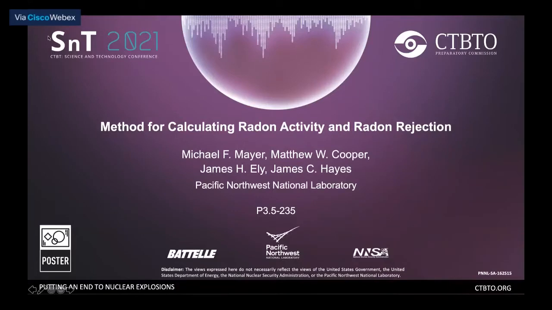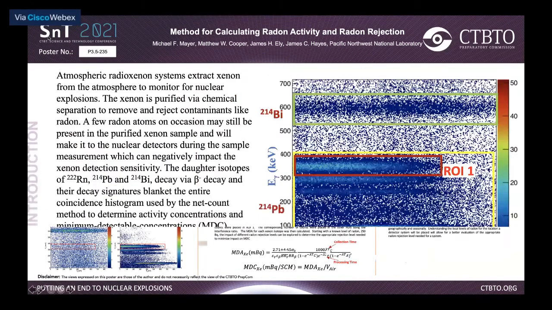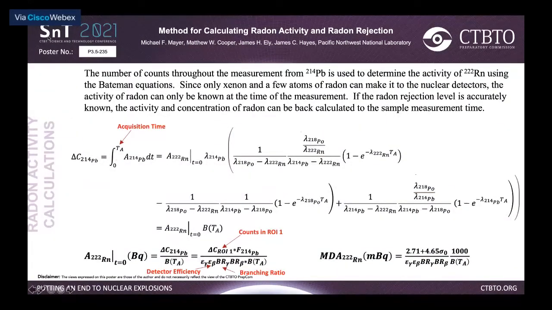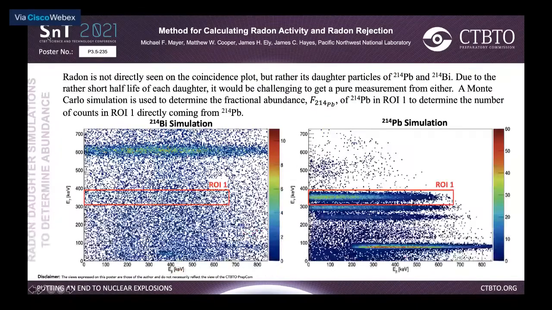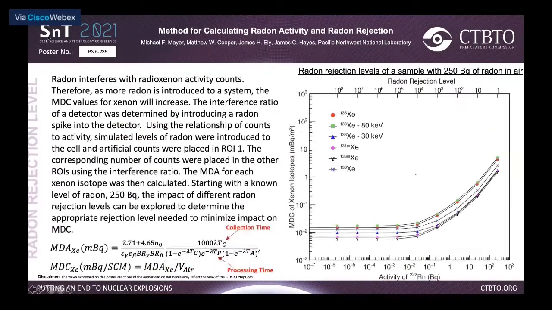So the next one is a method for calculating radon activity and radon rejection. Currently, the net count method does not have a method to look at the activity of radon itself. And we came up with a method to actually do that by using the Bateman equations, as well as some simulations from bismuth-214 and lead-214 to look at the fractional abundance of each one in region of interest 1. Using the activity concentration calculation, this can actually be used to look at the radon rejection of the system and see what sort of radon rejection is needed for its location.